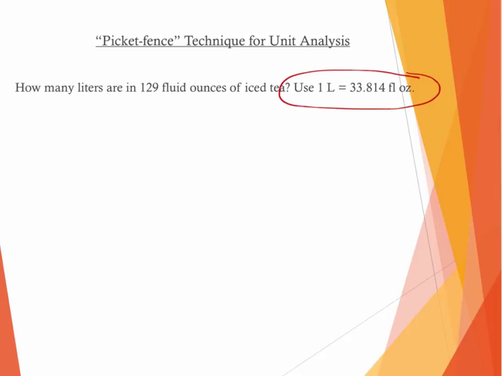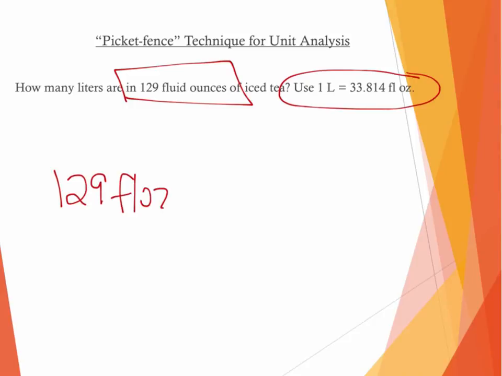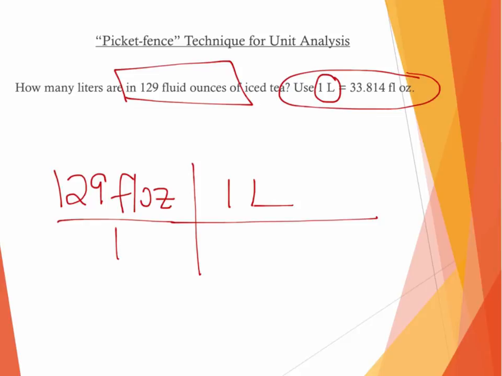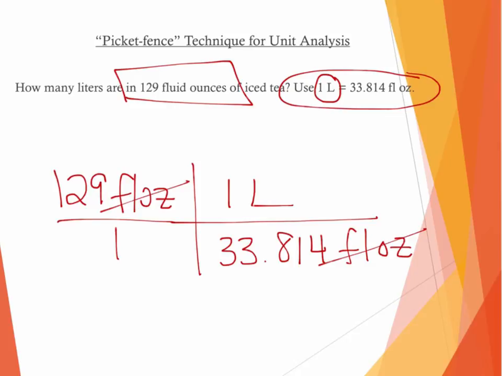So we always start off with what we're going to change. So I have 129 fluid ounces, and I'm going to write it as a fraction over 1. Then I go into my helpful hints. I want to write this into liters. So that means liters needs to be in the numerator. 1 liter is 33.814 fluid ounces. We want to write our conversion factors so that our units will end up canceling.